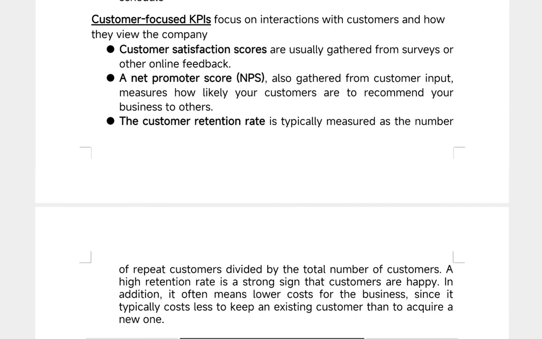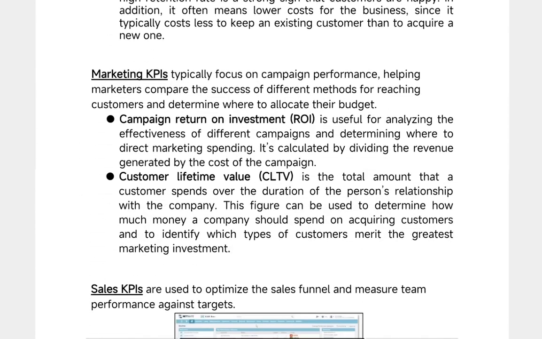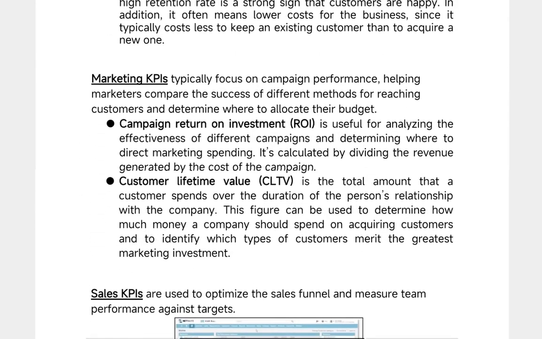Next is customer retention rate. A higher retention rate is a strong sign that customers are happy. It is an evaluation or ratio of how long your customers stay with your business, how long they have been using your business, either your product or your service.